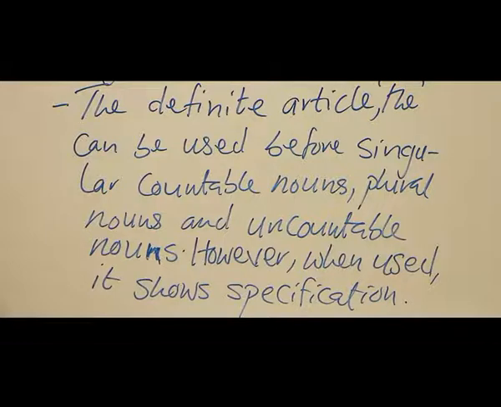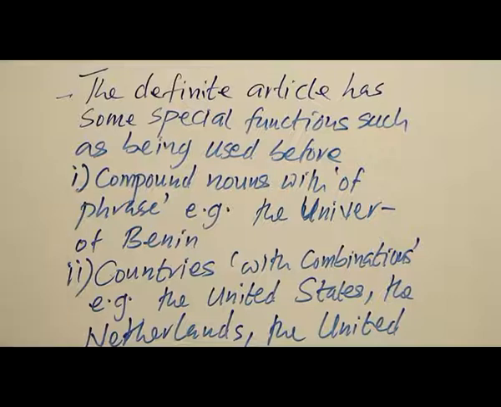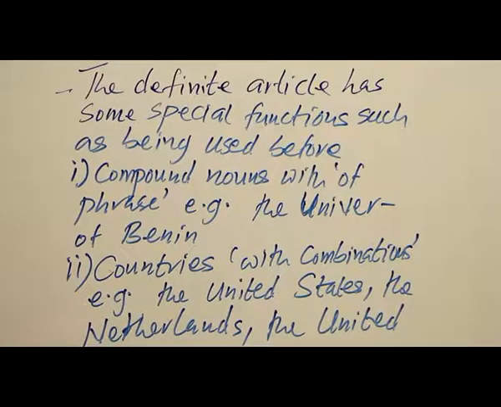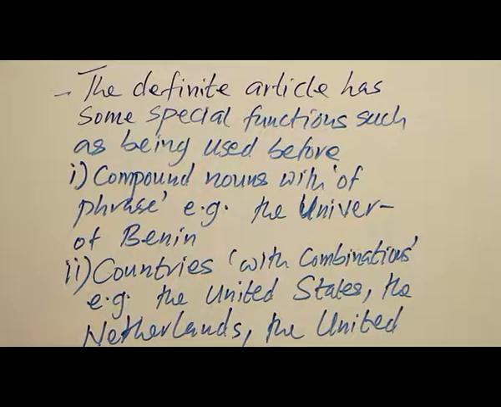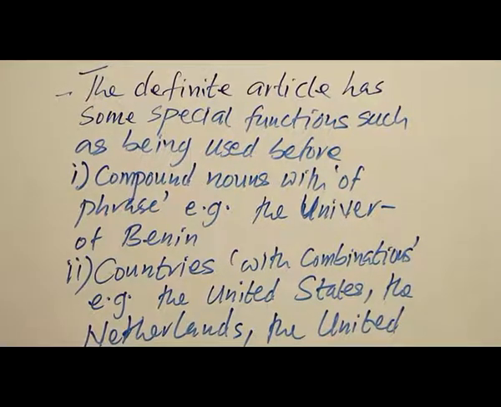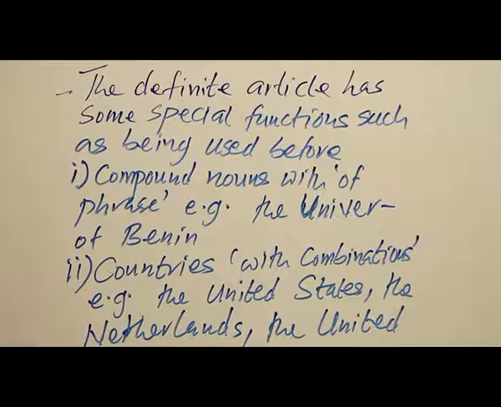However, when we use the definite article, it shows specification. It shows that something is being specified, hence the name definite. You are definite about that thing. Now, the definite article has some special functions, such as being used before compound nouns with of phrases. For example, the University of Benin. You don't say University of Benin. You should add the definite article: the University of Benin, the University of Nsukka, the University of Ife. But if that noun does not have the of phrase, then you don't need to. For example, we can say Delta State University, not the Delta State University. So you want to take note of that.